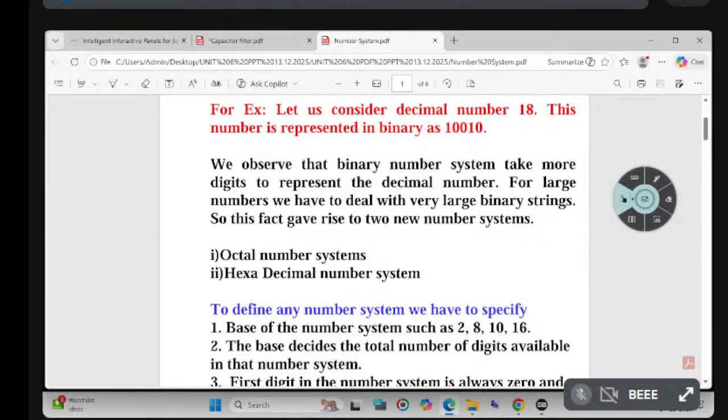Binary strings are increasing, so to reduce them we are going for 2 new numbers, the octal number system and the hexa number system. This is the first condition. So finally we have 4 to analyze the circuits. To analyze, the computer understands 4 in total. Binary and decimal we understand, and again octa and hexa. That's all. With these 4 we will analyze.